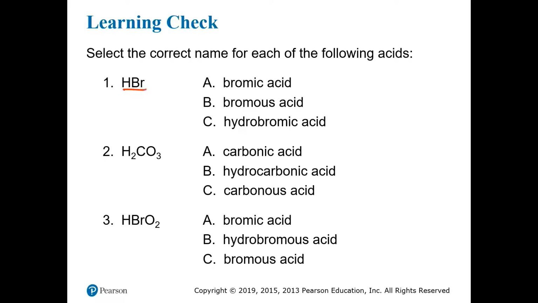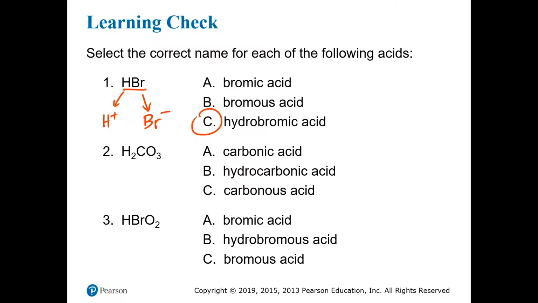So HBr, we know, is a binary acid because it's just hydrogen ions, H+, and bromide ions, Br-. So this is going to have the name of a binary acid, which will always begin with hydro. So just from that alone, we can see that C is the correct answer. Hydrobromic acid comes from the bromide ion.